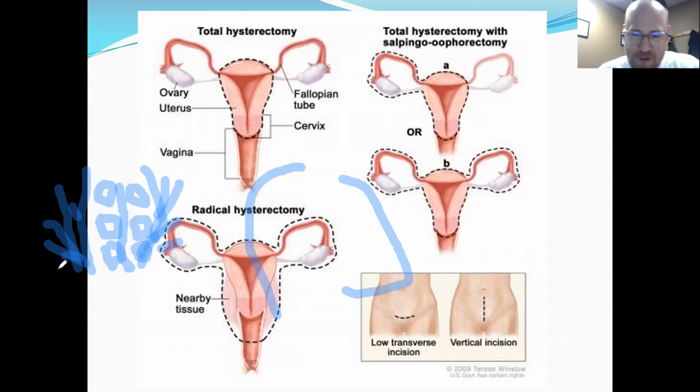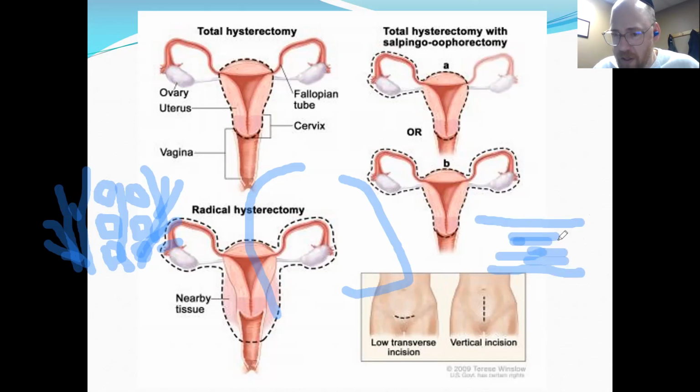But why this question matters: the most internal of the abdominal muscles is called the transverse abdominis, okay? And the fibers of the transverse abdominis run in a horizontal fashion, just like so. Okay, they run horizontally. Now, here's the issue. You can imagine that with a vertical incision, as that gets carried down into the uterus, we actually end up cutting the transverse abdominis right in two.